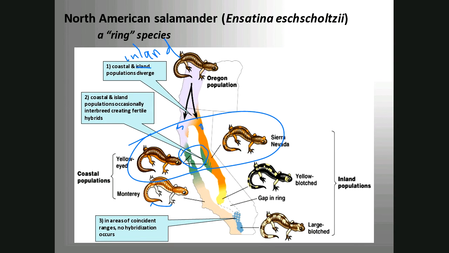Sorry about that. Okay, so when they come back together at the bottom in the blue, in areas of coincident ranges, no hybridization occurs. In other words, the species stay separate. They don't mate with each other, or the populations, let's call them here. So down here at the bottom, in the middle, you told me that they are the same species because they produce fertile hybrids. And down below, we say that no hybridization occurs. So what has happened down here? Are these different species or the same species?